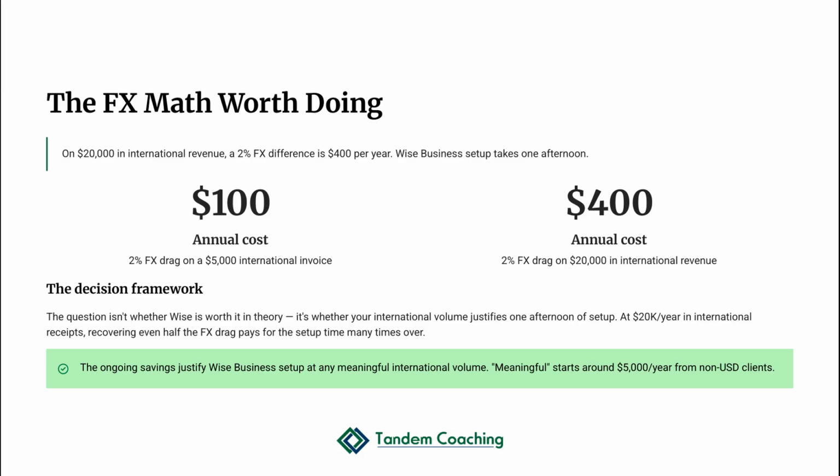$20,000 a year of international volume at the same 2% difference is $400 a year, which more than pays for the afternoon of Wise Business setup work in the first year and continues compounding every year after. The break-even on doing the configuration work is any meaningful international volume. Under a few $1,000s a year, it may not be worth it. Above that, the savings compound annually.